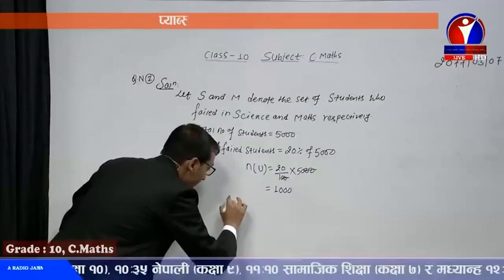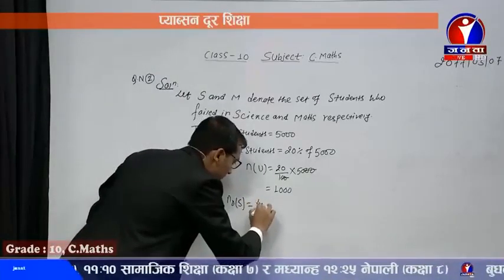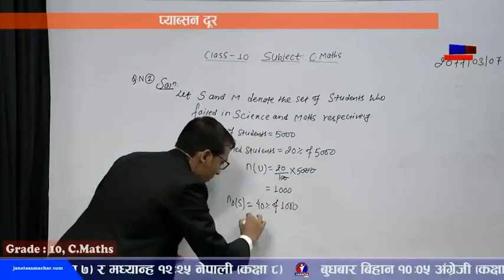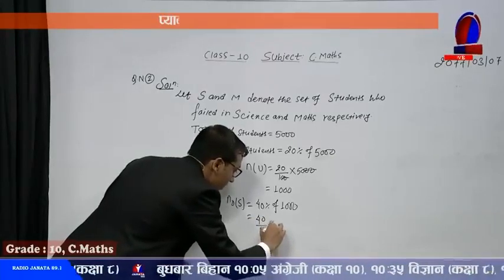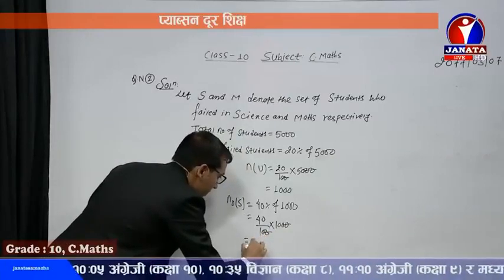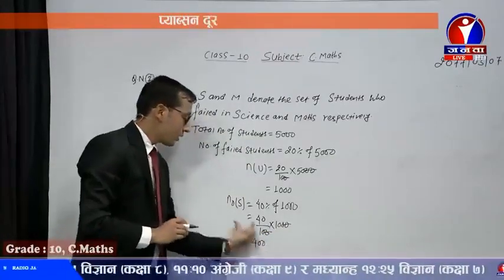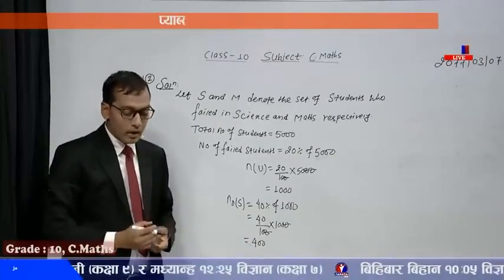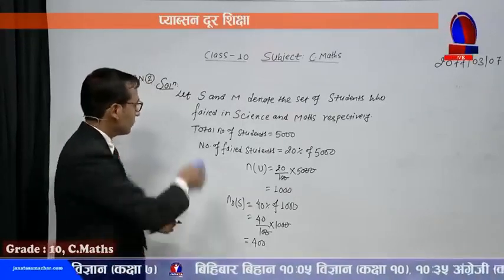Now what is n(only S)? n(only science) is 40% of 1,000. So what is 40% of 1,000? 40 over 100 multiplied by 1,000. This is 400. 400 students failed in only science. Similarly, 30% failed in only maths.